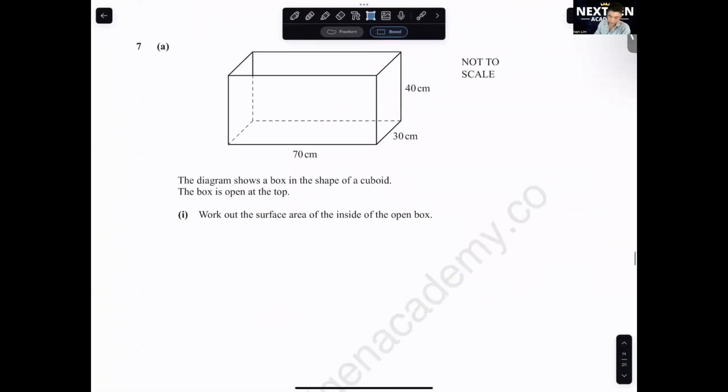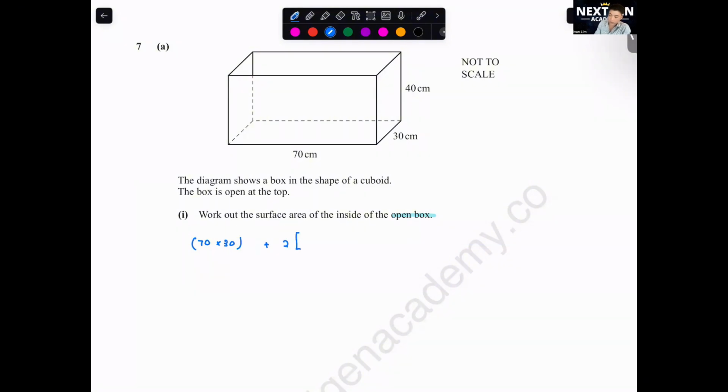Question 7. The diagram shows a box in the shape of a cuboid. The box is open at the top. Work out the surface area of the inside of the open box. There's another keyword here: this box is open, so there's nothing on top. That means you only have these 5 surfaces: your front, back, left, right, and bottom. The top you don't have. So the calculation would be, we do the bottom part first, 70 times 30. This is the bottom one. Plus, the rest all have 2.